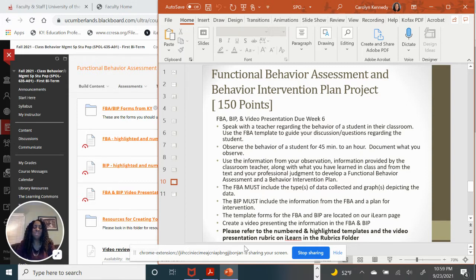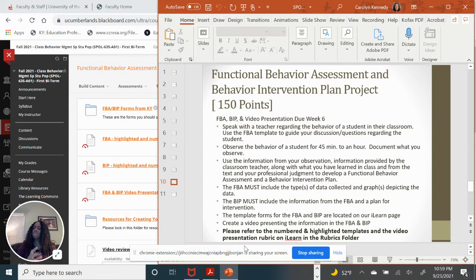The point of the assignment is to give you at least a glimpse into and a little bit of familiarity with working with what goes into an FBA, what kind of things are on those forms, and those types of things. That's what you will be looking at. That's what we will be doing.